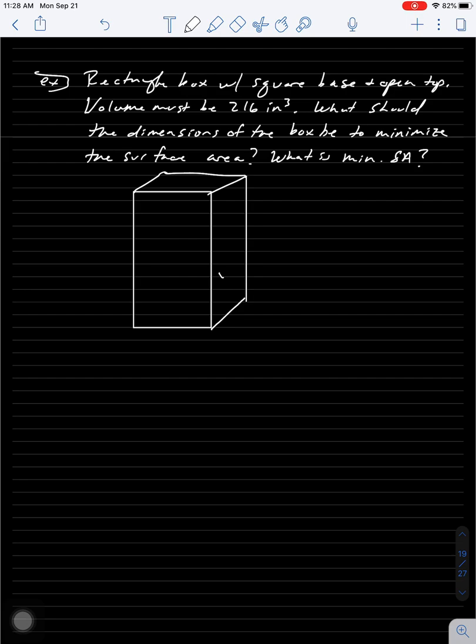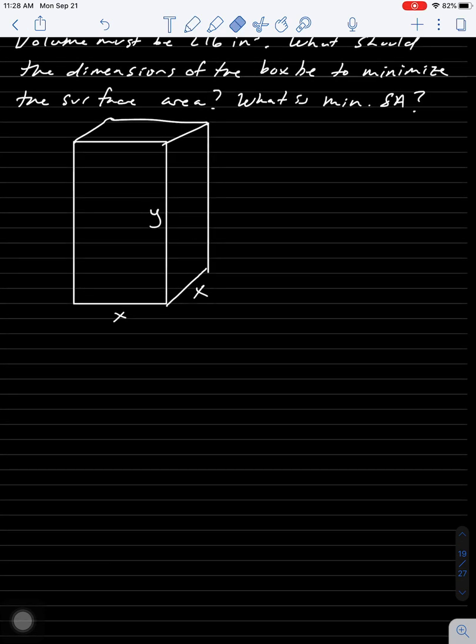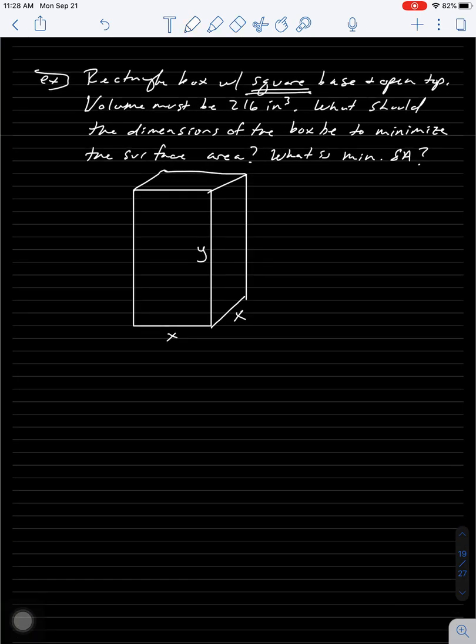All right, and I'm going to call the height y, and I'm going to call the bases x. Notice that it's a square base, so I don't want to put a z in there because I want to minimize the amount of variables that I use. So x, x, and y.